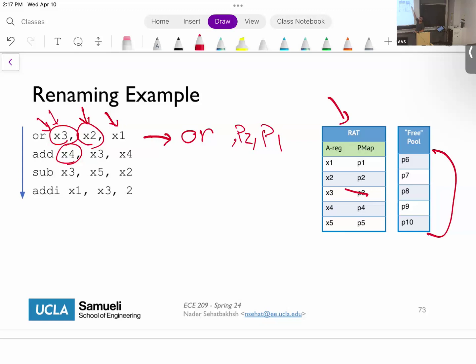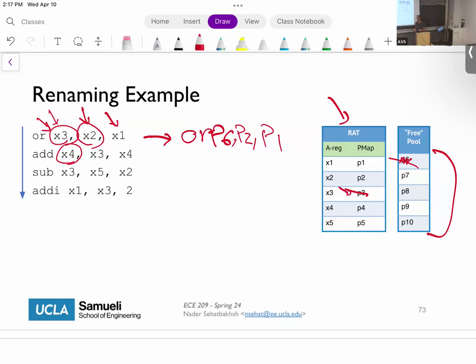We usually start from the top, or we can just randomly pick, it doesn't matter. For this particular example, we can start with this. So we put P6 here, okay? What will happen is that we remove this P6 from the free pool. P6 is no longer free, it is assigned to something. And then what used to be P3 is now P6.